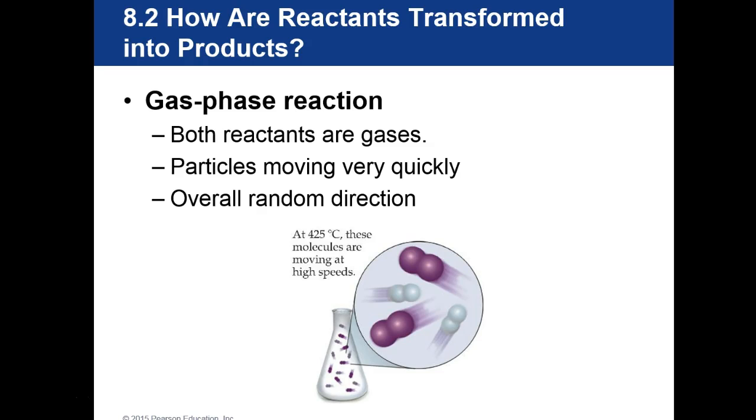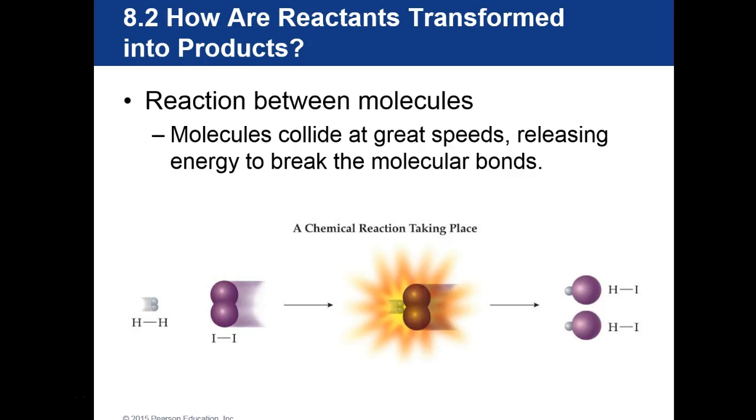First, we have the gas phase reaction. This is where both reactants are gases. Particles move very quickly, and they're in random directions. So at 425 degrees, molecules move at very, very high speeds. Then we have reactions between molecules. Molecules collide at great speeds, releasing energy to break the molecular bonds. Here's a chemical reaction taking place.